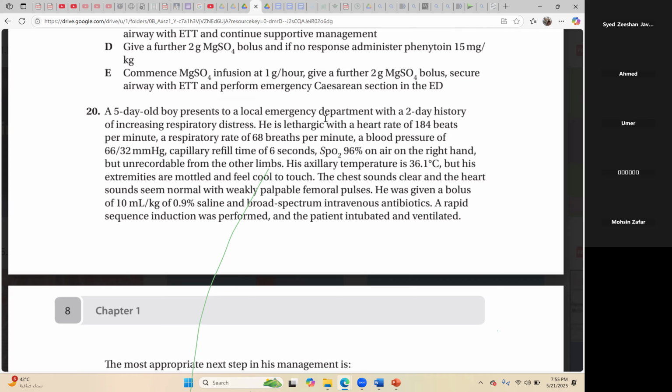the other limbs. So his axillary temperature is 36, but his extremities are mottled and feel cool to touch.